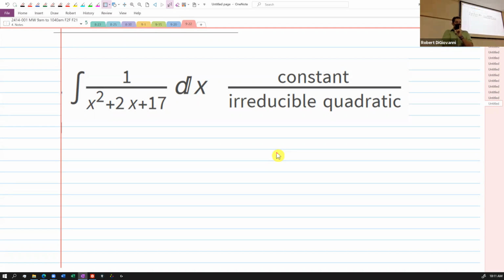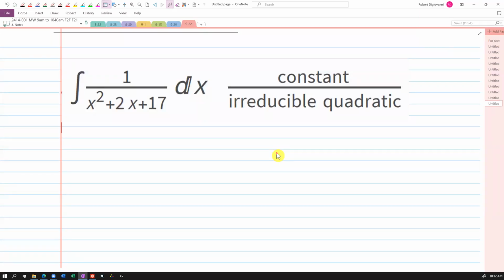Now, if you can factor it, we will have a way of doing it, and that's what the next class is going to be about. So this is how you handle it if it's not factorable on the bottom, that doesn't break into two factors. How do we handle this? I actually did this already today. We're going to complete the square.